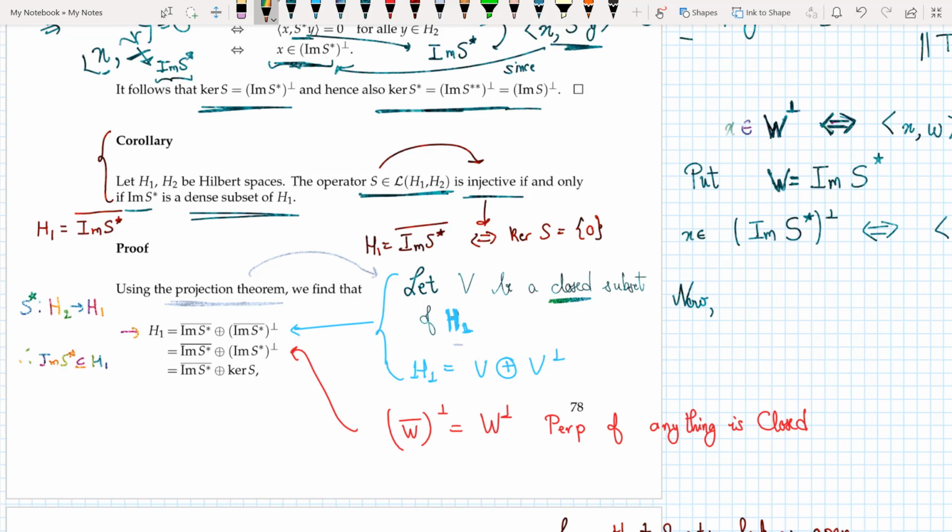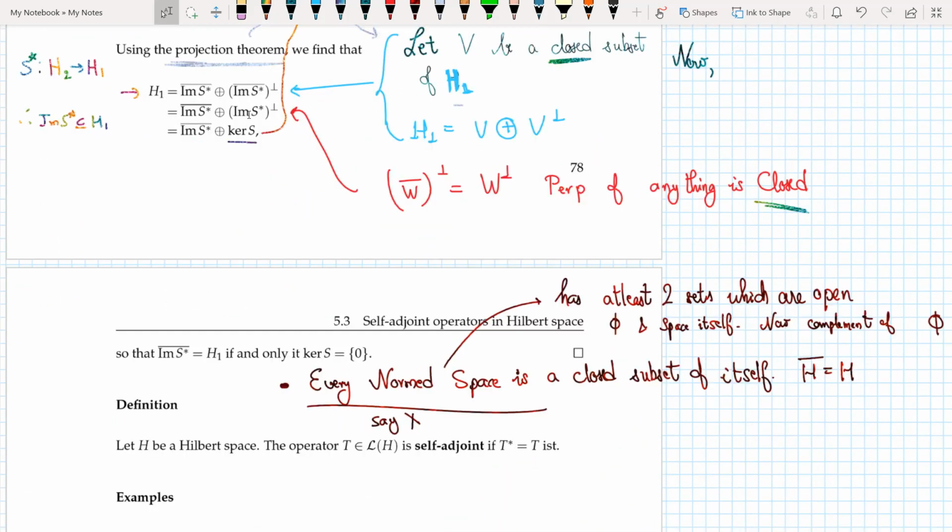Now the perp of anything is closed. So W closed perp is equal to W perp. This is the standard result. And therefore I get the second line from this, and then I can see the third line, the closure of the image of S star direct sum kernel of S. So I replaced the image of S star perp with the kernel of S because of this here. If you can remember what we did here.